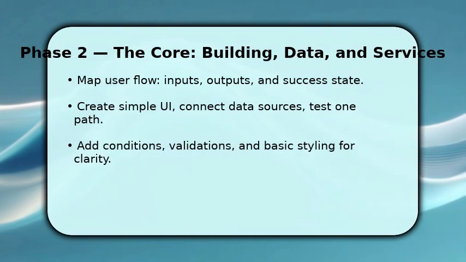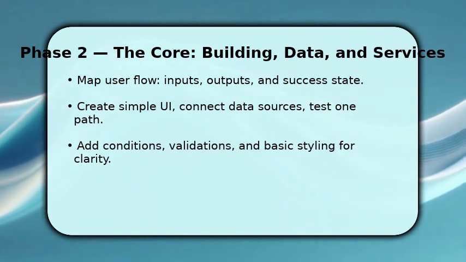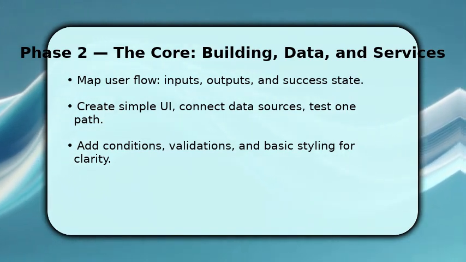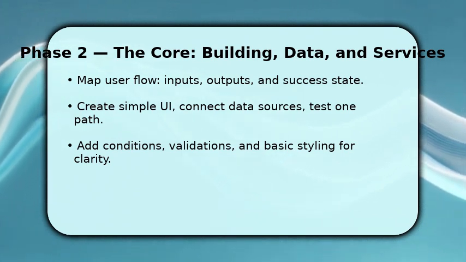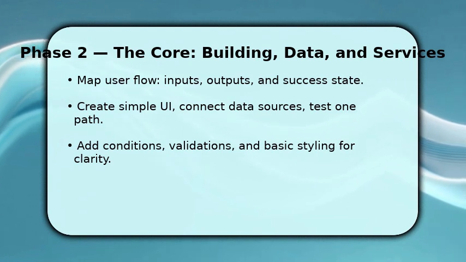Once the skeleton exists, map the user flow step by step so you know what to build next. You should create a simple UI element, wire it to your data source, and run a test of a single path. This confirms assumptions and surfaces errors.